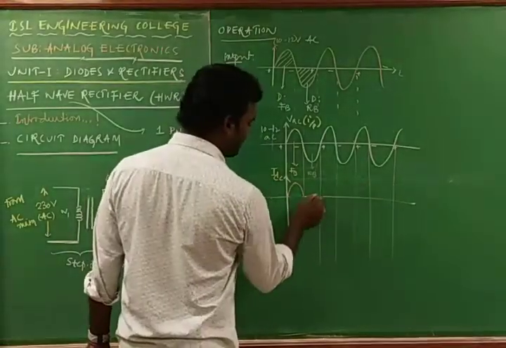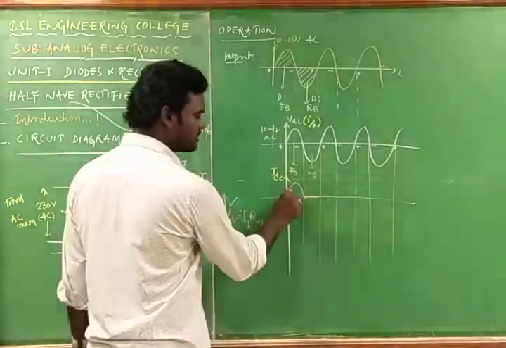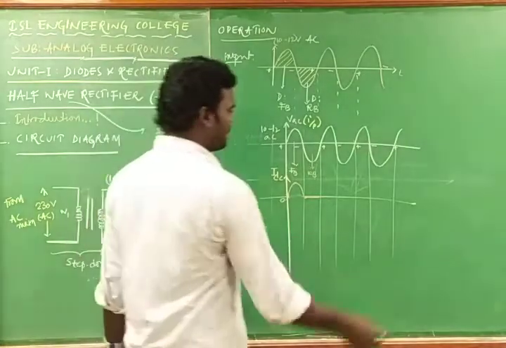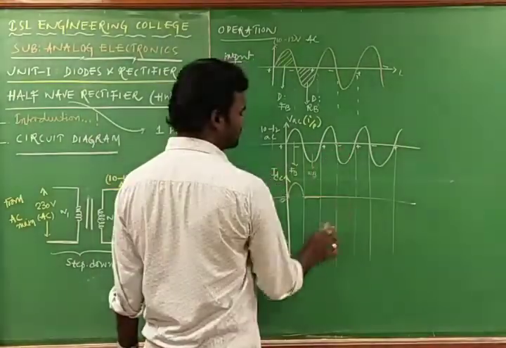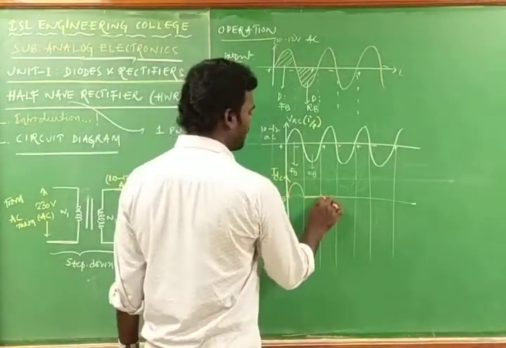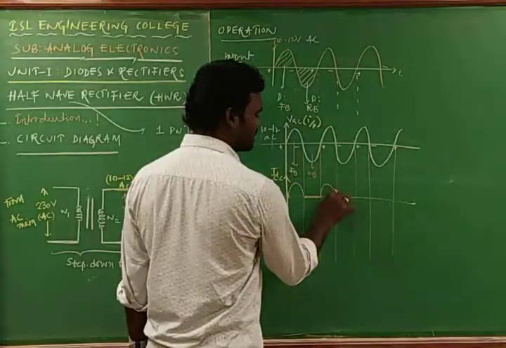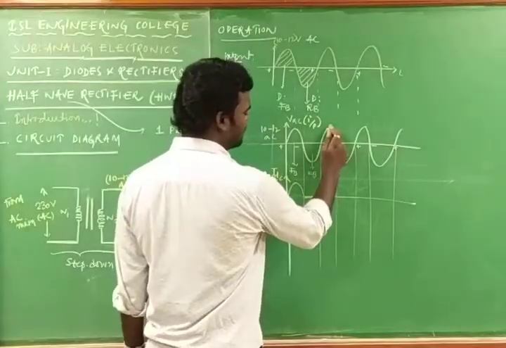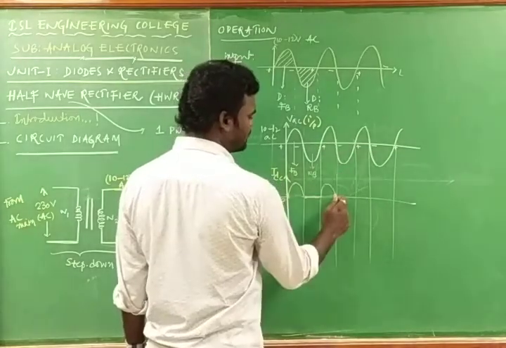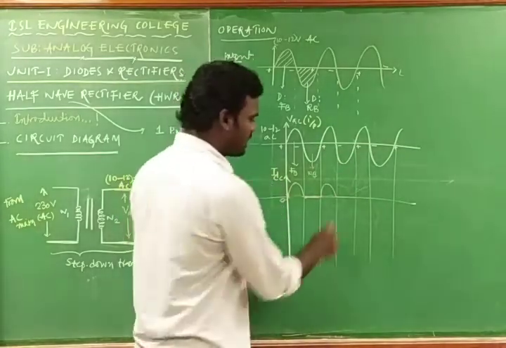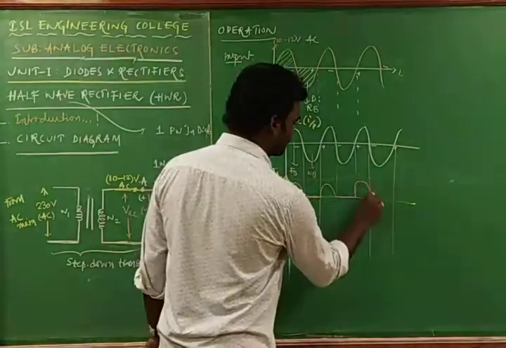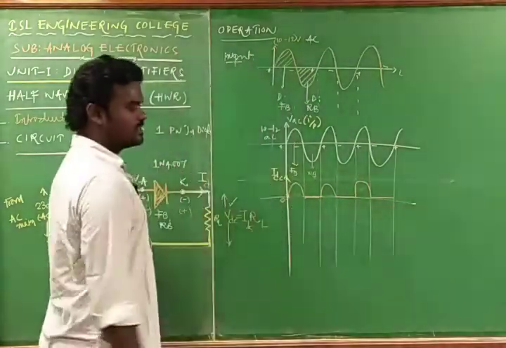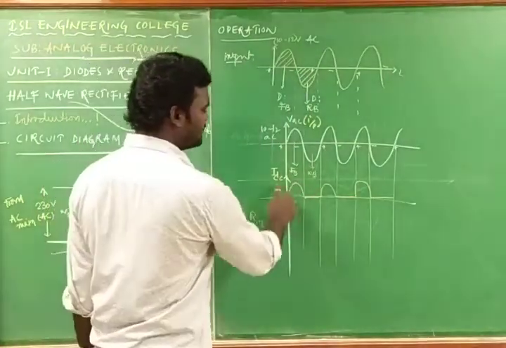If there is no current, the current will be zero only. This line is nothing but zero. Then coming to here, again during the second positive half cycle, the diode gets into forward bias so that it can conduct current. As the voltage increases, current also increases. When the voltage is maximum, current is also maximum. When the voltage is zero, current is also zero. Like that, this is IDC.